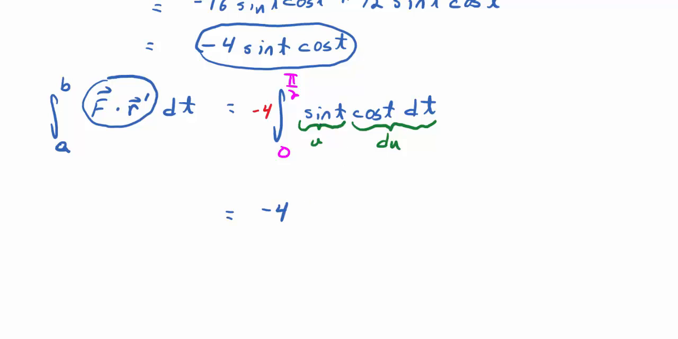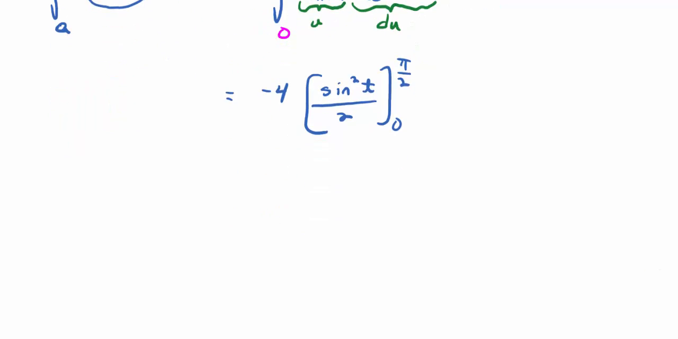-4 out front still. It becomes sine squared t over 2, right? Evaluated from 0 to pi halves. Everybody see how I got that? That's like the sine squared t over 2 is like your u squared over 2. But then you can pull that 1/2 out front, multiply it times the -4, and what do you get? -2, and then sine squared evaluated from 0 to pi over 2 is just what? 1 minus 0, right? Because if you plug in pi over 2 to sine of t, you get 1 squared is 1. If you plug in 0, you get 0. Remember, I already pulled the 2 out, so we're not dividing by 2. So you get just -2.